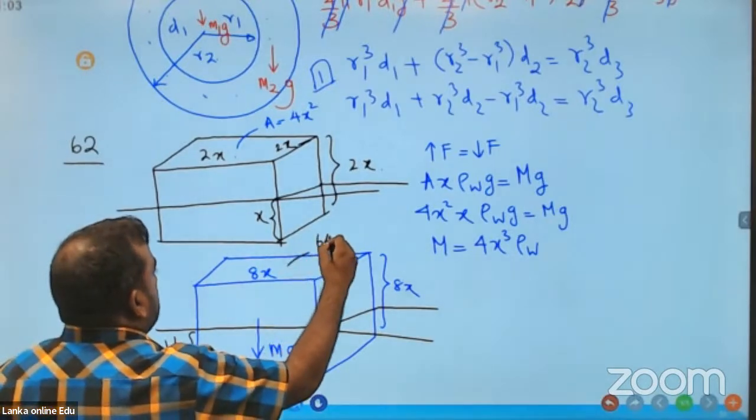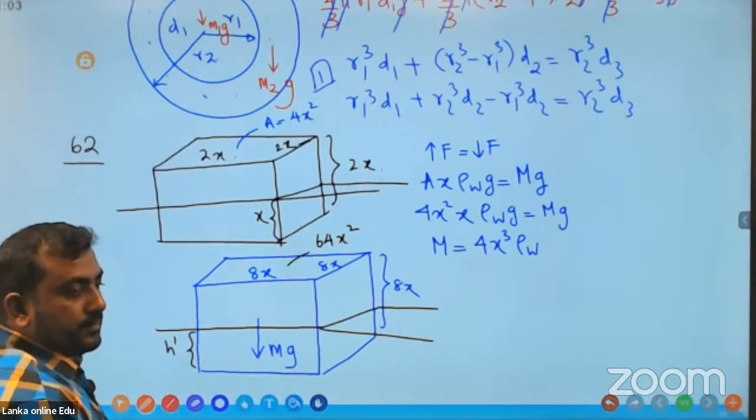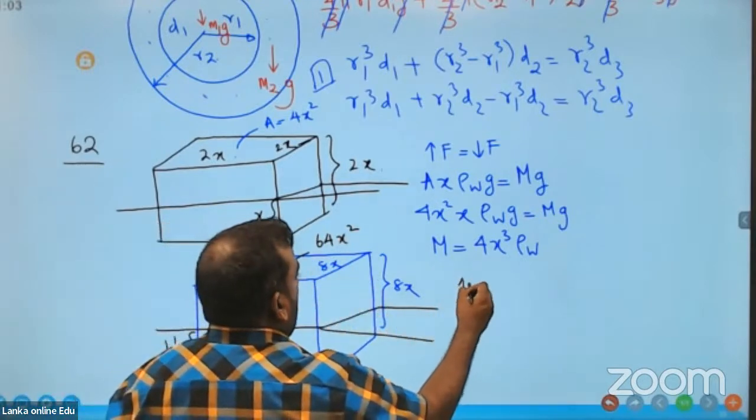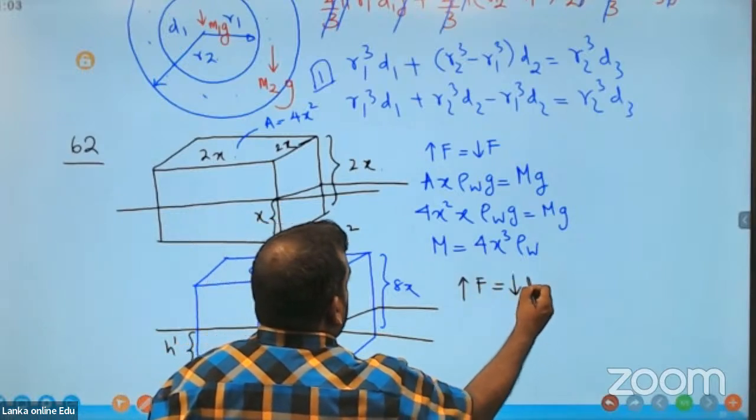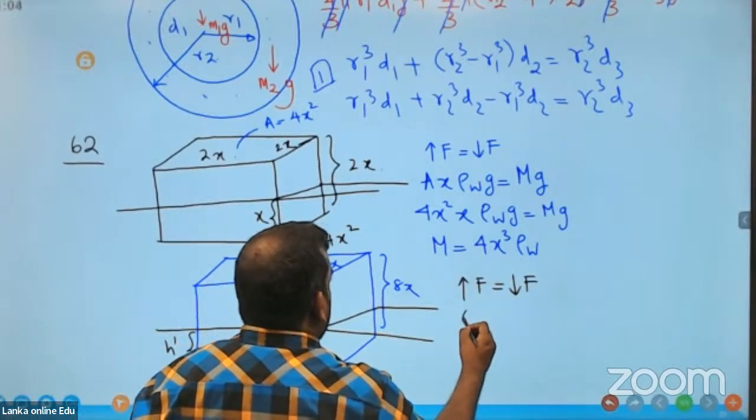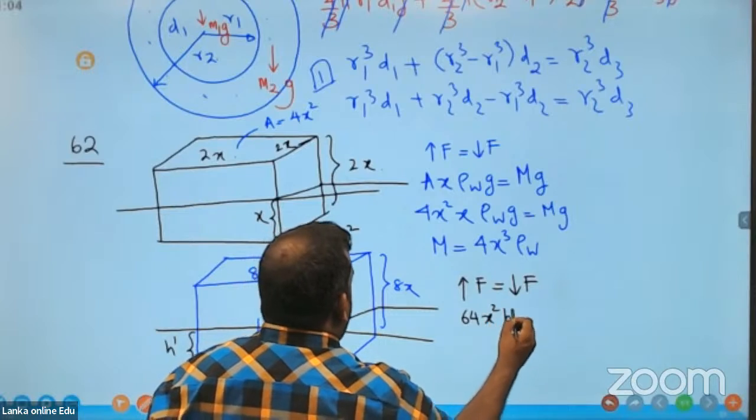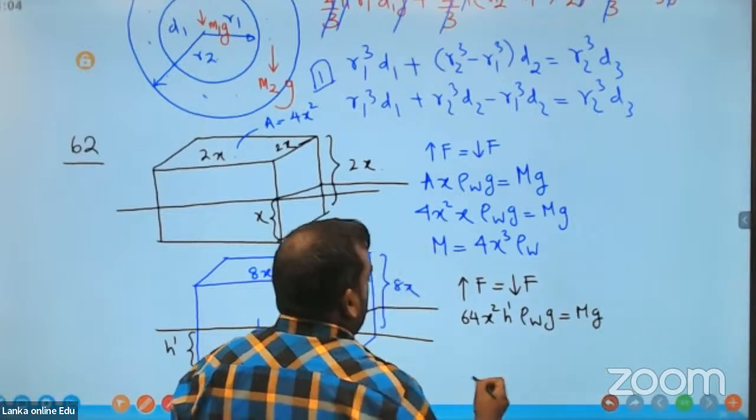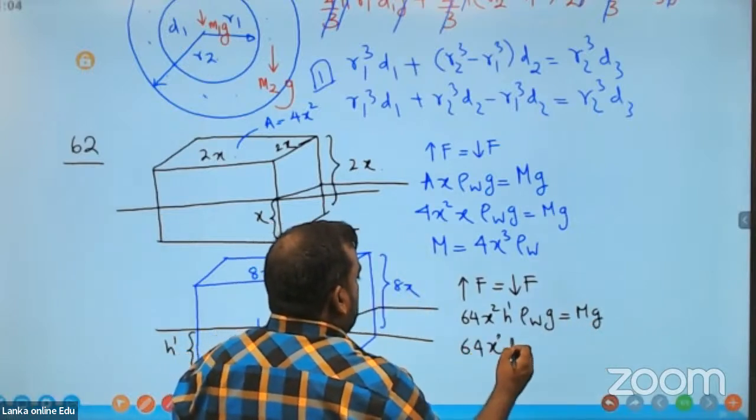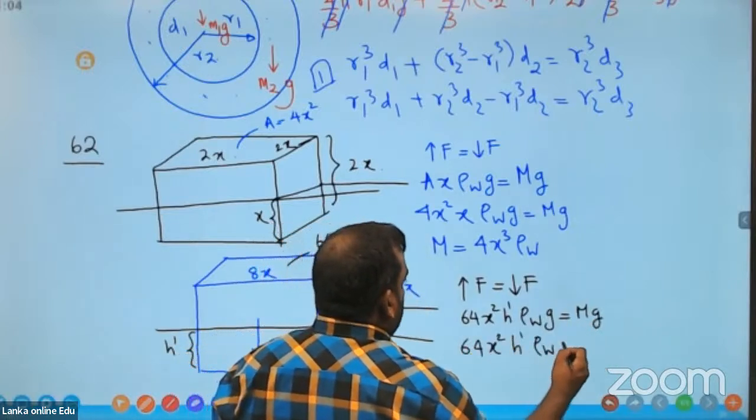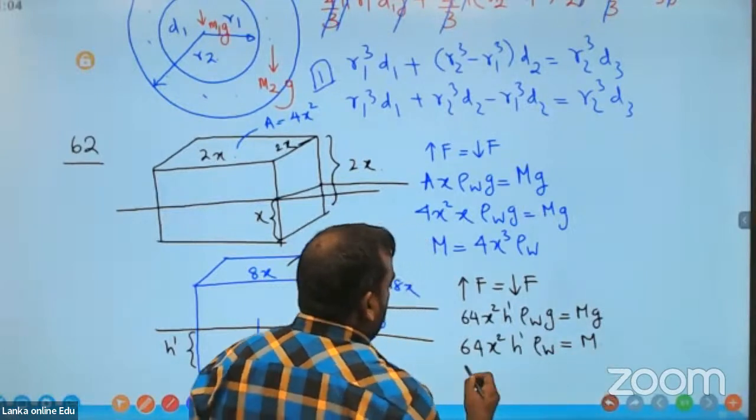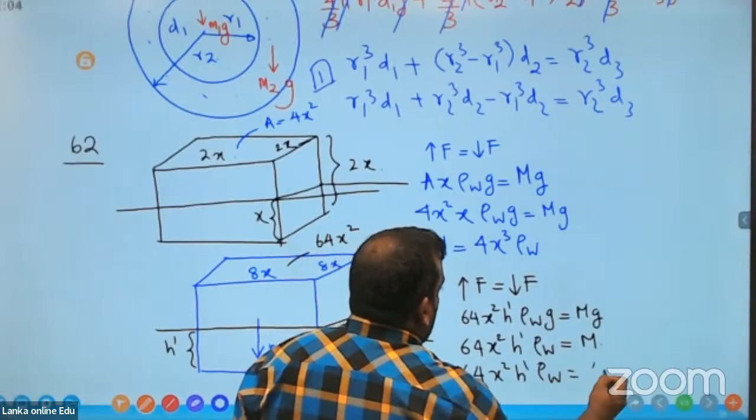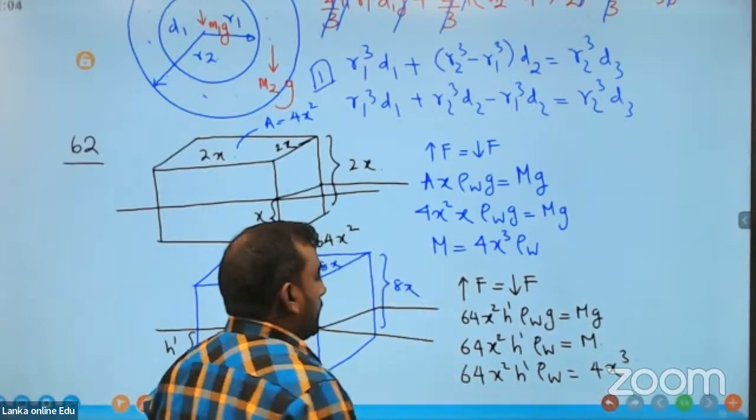Remember this area is 64x squared. Again, whether it's solid or hollow, we don't really care. Upward forces balance downward forces. Upthrust is 64x squared h dash rho w g, that is equal to mg. 64x squared h dash rho w, g cancels off, equals m, which is 4x cubed rho w.